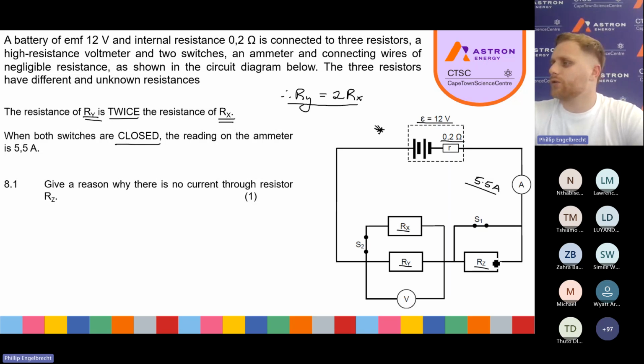Why is that? You guys can answer that for me quickly in the chat. I'll give you 30 seconds. So can someone please explain why resistor Z gets absolutely no current? You guys can answer that in the chat.